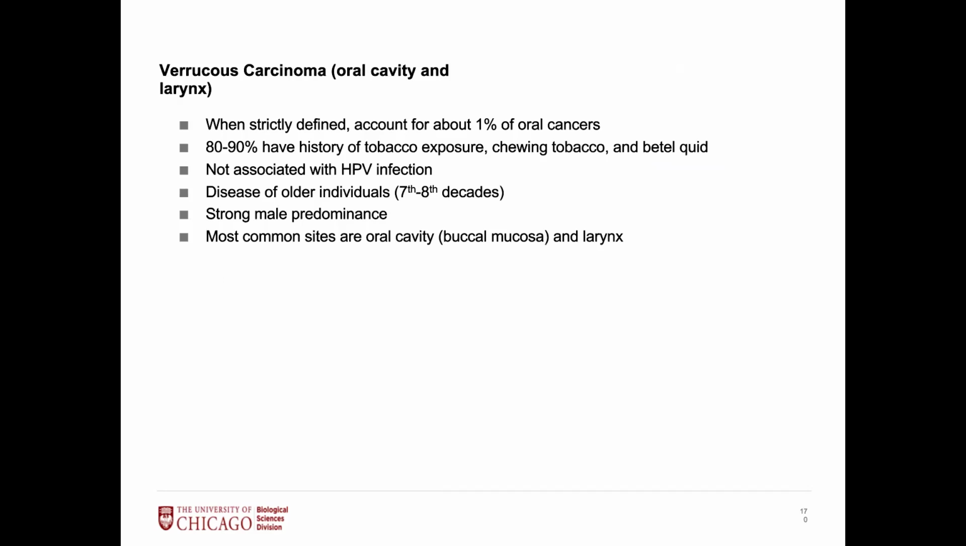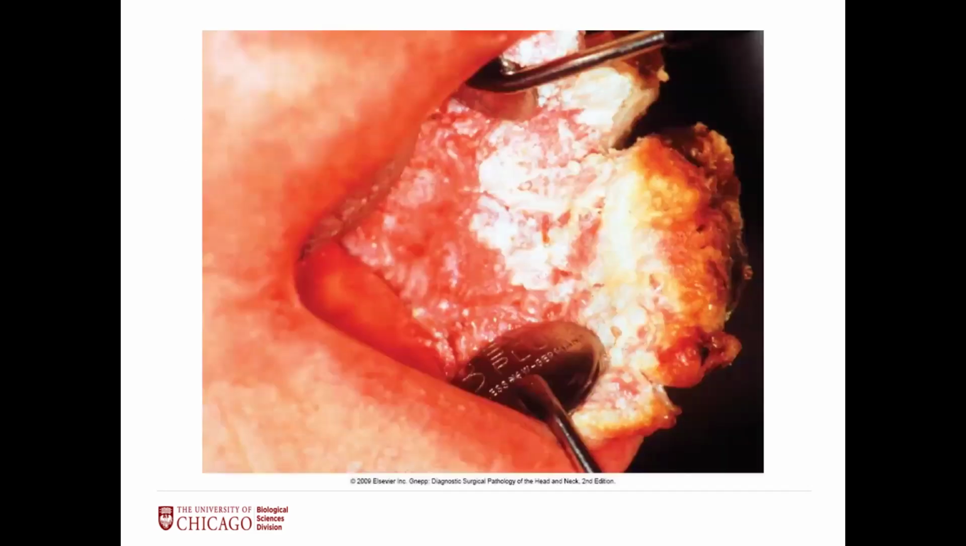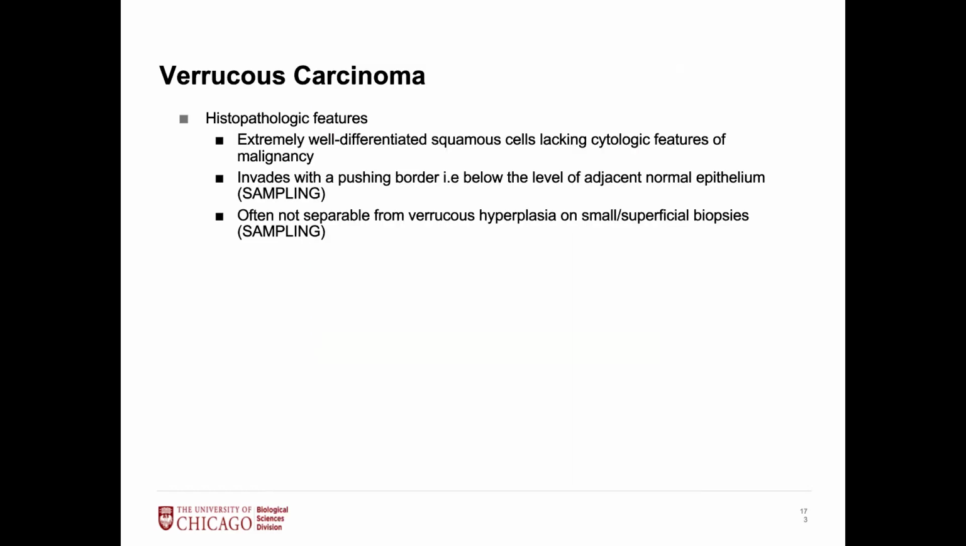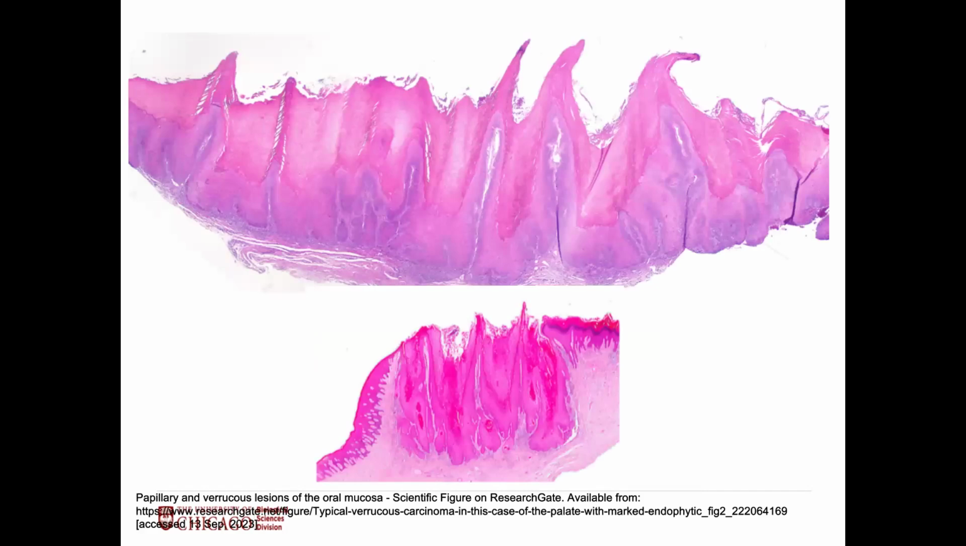Verrucous carcinoma. Verrucous carcinoma is a little bit of an enigma. Like we know it exists. So this would be an example of a buccal mucosa verrucous carcinoma. This is an example of a laryngeal verrucous carcinoma. Shaggy, exophytic. But to get an excision of a perfect verrucous carcinoma, I have yet to have had one that is perfect.